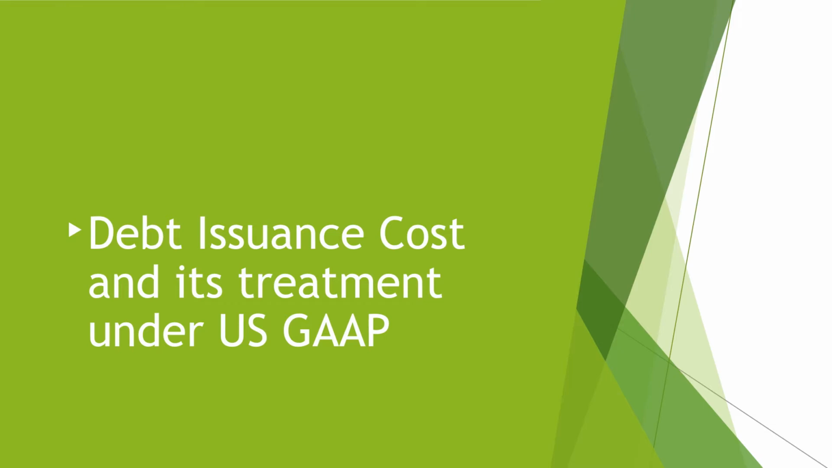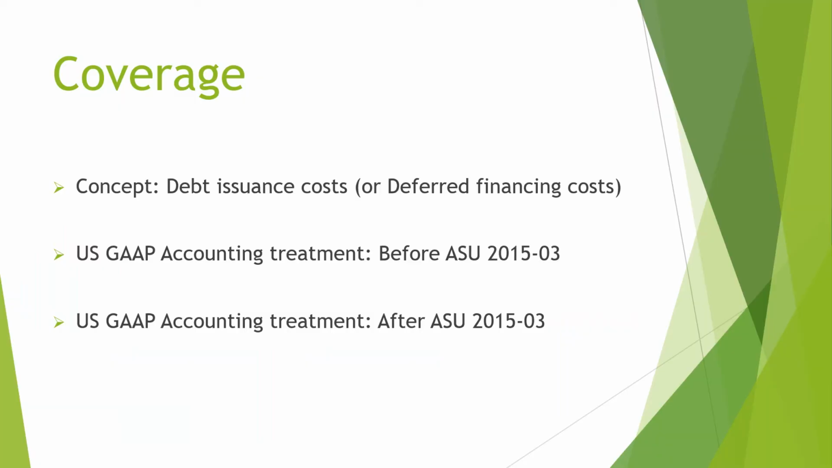So today we will be discussing debt issuance cost and its treatment under US GAAP. Broadly, we will be dealing with these three aspects: the concept of debt issuance cost, US GAAP accounting treatment before the amendment made by FASB through ASU 2015-03, and US GAAP accounting treatment after the amendment ASU 2015-03.